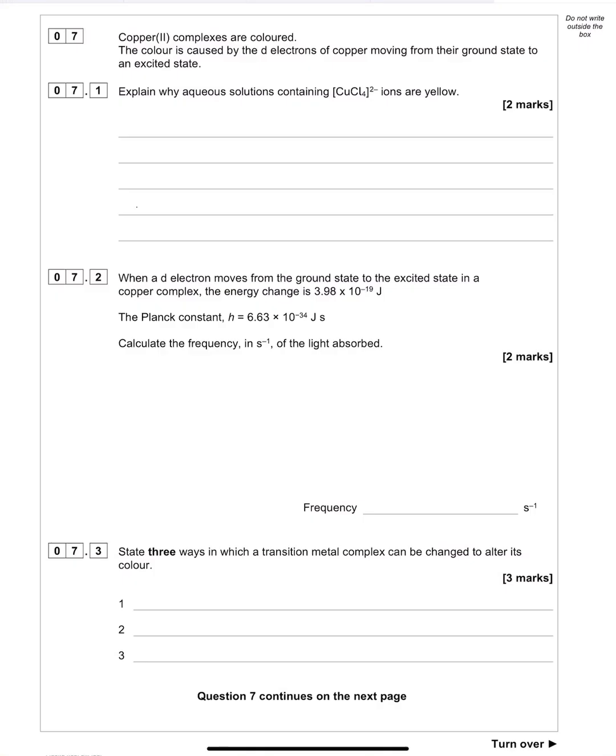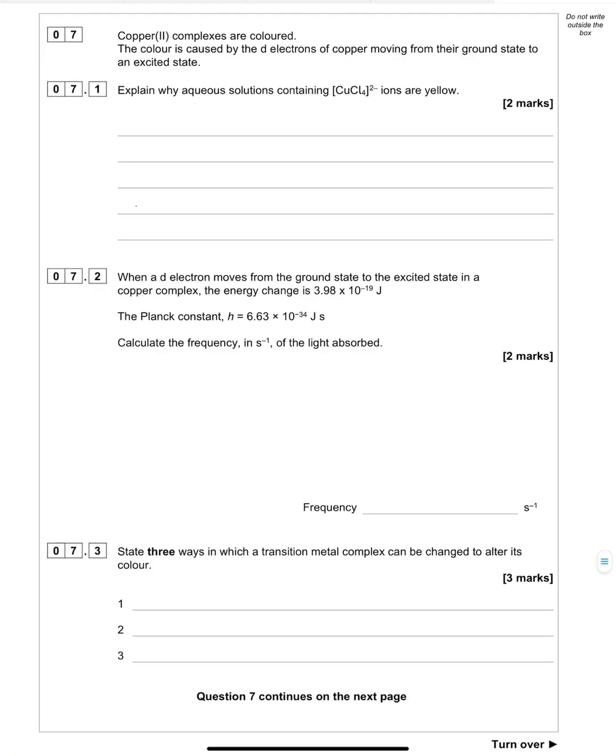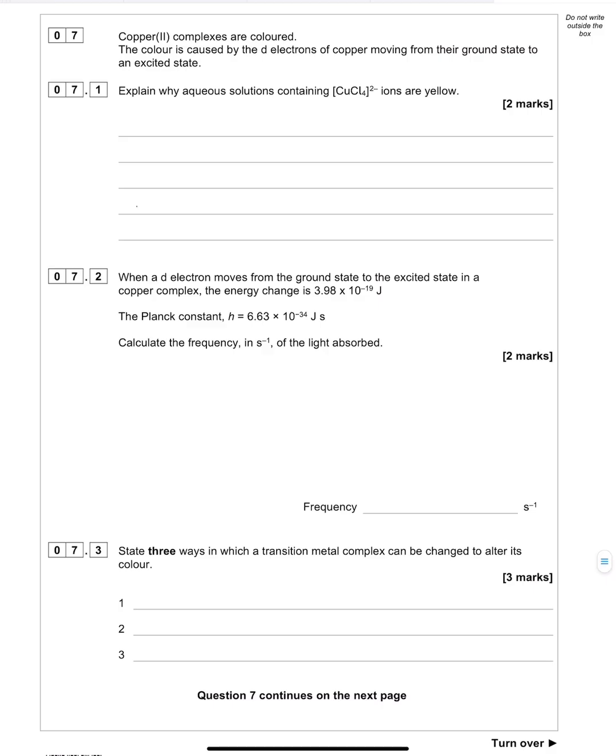In 2022, the question was about copper and copper complexes. So the first question was to explain why an aqueous solution containing copper chloride 2 minus ions is yellow. Remember that these are transition metal complexes, and they absorb light because they have the d orbital. So the answer here is because the light is absorbed and the electrons are excited.